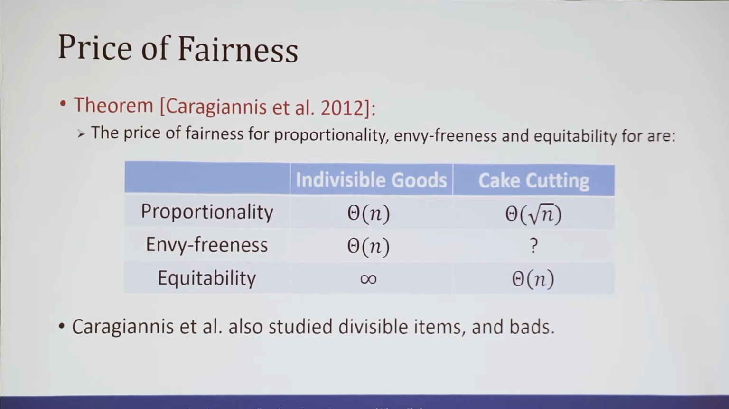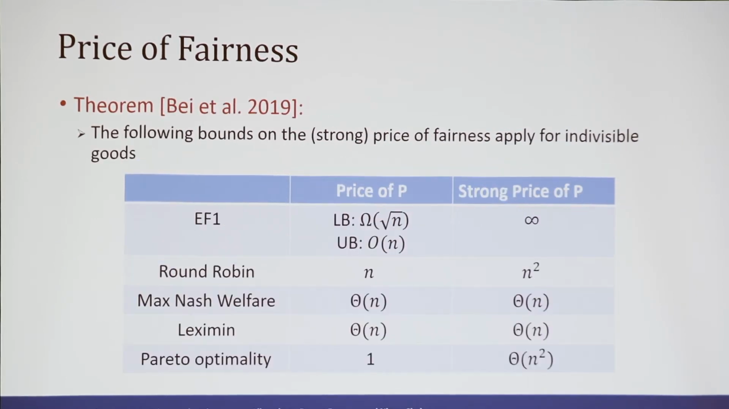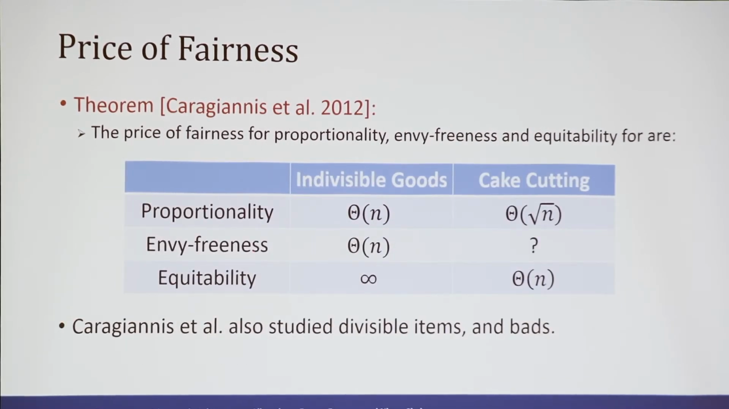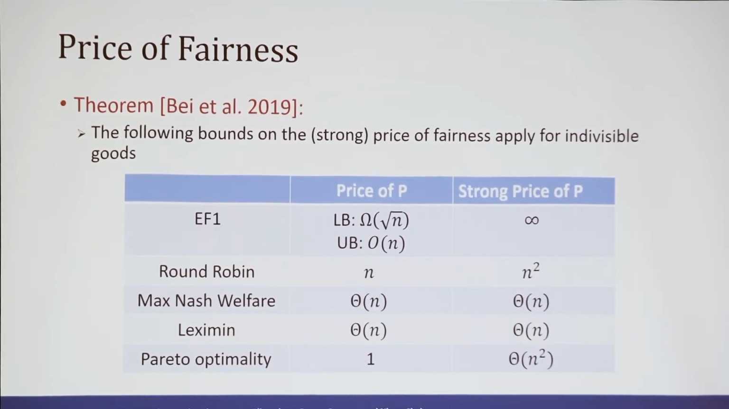And what they did is they simply threw away those instances. Right? So they took the ratio over instances where you could guarantee these properties. This paper, on the other hand, doesn't take that approach, and they look at properties only that you can guarantee. So things like EF1, or what's the price of running the round-robin mechanism? What's the price of Pareto optimality? And they got results for price and strong price of fairness. So you could think about things like the strong price of fairness for these properties. That hasn't been considered before.